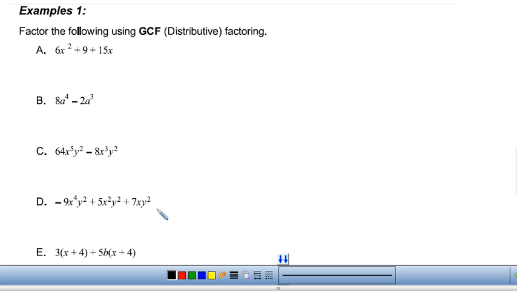Alright, on example 1, on A, when I look at the numerical, I can see that I can divide 3 out. So 3 is going to be the numerical factor. Then I look to see if I can divide a variable out of all of them, and I can't, and so I won't. So the greatest common factor of this polynomial is going to be 3. And now what I do is I divide each of these by 3. Now I could out to the side write down like 6x squared divided by 3, and 9 divided by 3, and 15x divided by 3.